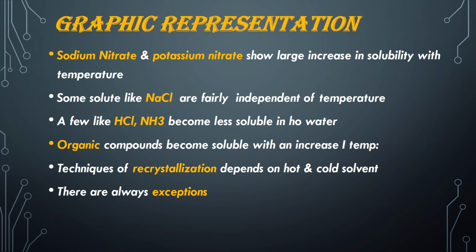Solutes like HCl and NH3 become less soluble in hot water. It means that with the increase of temperature, their solubility decreases. A few, like HCl and NH3, hydrochloric acid and ammonia, will have decreased solubility in hot water. It means if we increase the temperature, their solubility will decrease. Organic compounds become more soluble with an increase in temperature. Their solubility increases with the temperature.